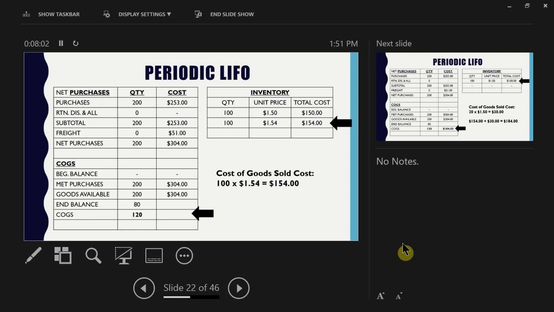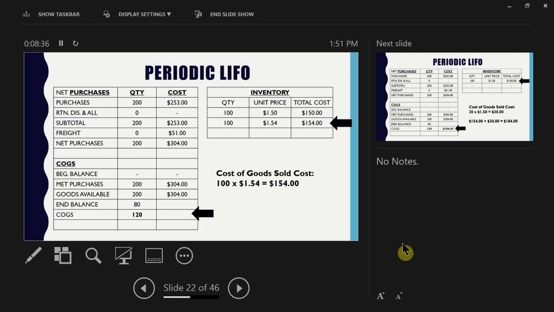So if I can understand that, let's look at our batches. Which one are you going to select from first? The last batch. So how many items do I need to sell? You need to sell 120. My last batch only has 100, so we're going to wipe out that entire batch. Right here, 100 times $1.54, which we already know is $154. So that's my first 100.